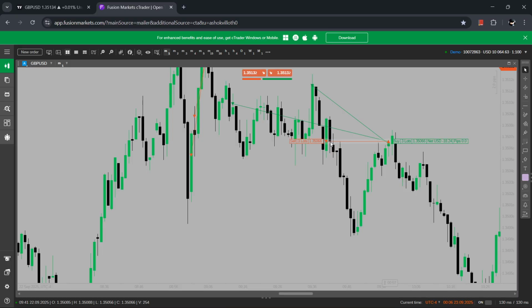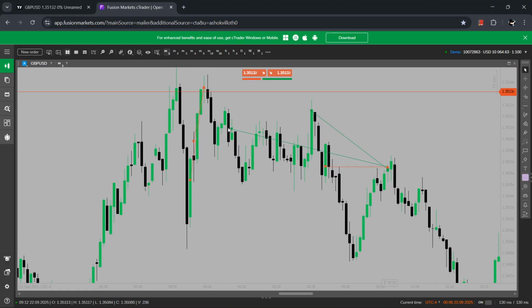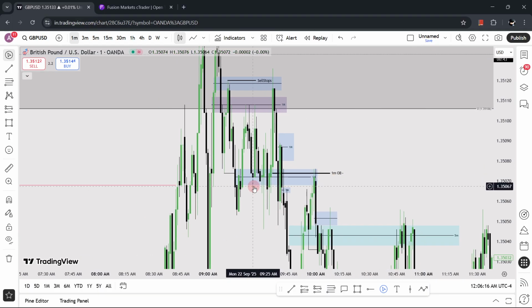Okay. Sell 3 lots again. 2 lots, 1 lot, and 3 lots. Total 5 lots I entered. That is from this fair value gap. This one.